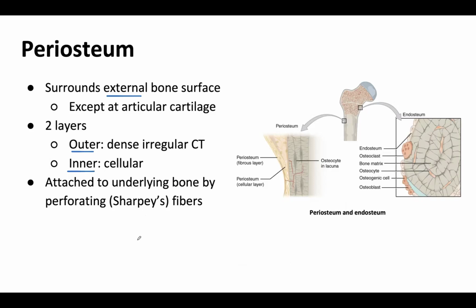Some of the collagen fibers of the outer layer of the periosteum are going to be continuous with tendons, and importantly, the periosteum is going to attach to underlying bone by what's called perforating fibers. Sometimes you'll hear the eponym Sharpey's fibers. So the periosteum provides strong attachment and continuity from muscle to tendon to bone.